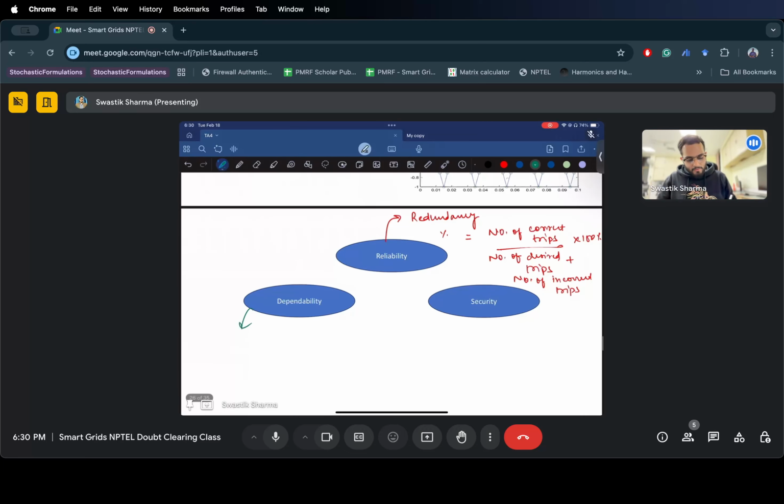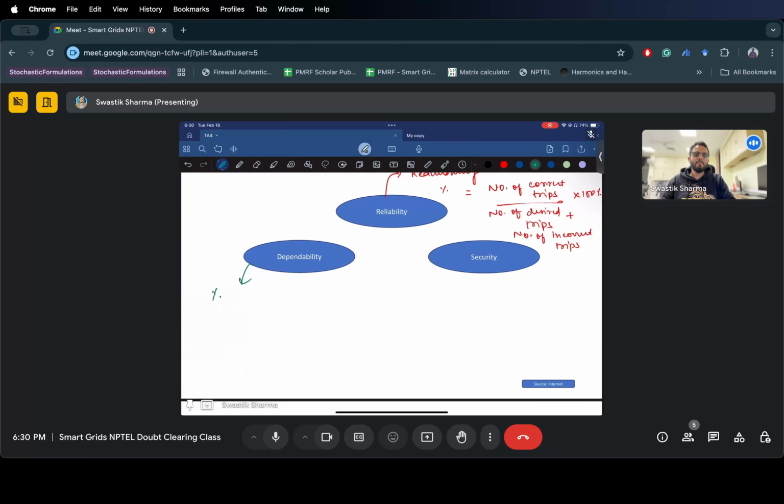Dependability is used to measure what percentage of the time the relay trips when expected to. When it is expected to, how many times does it trip? So it is number of correct trips by number of desired trips. It is used to check how many times it has tripped correctly. Say, for example, if the number of correct trips is equal to desired trips, it is 100% dependable. That is, it is tripping as and when it should.